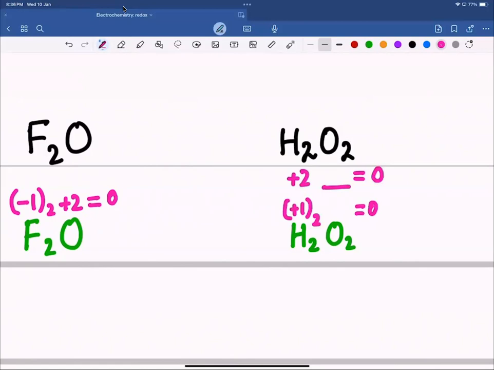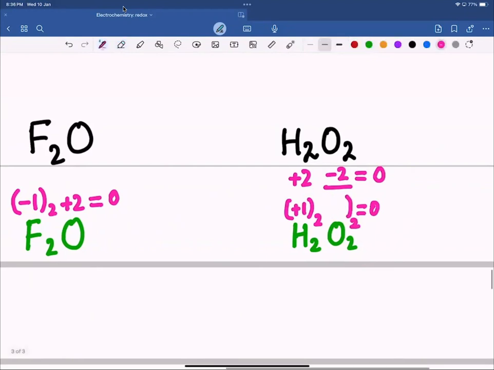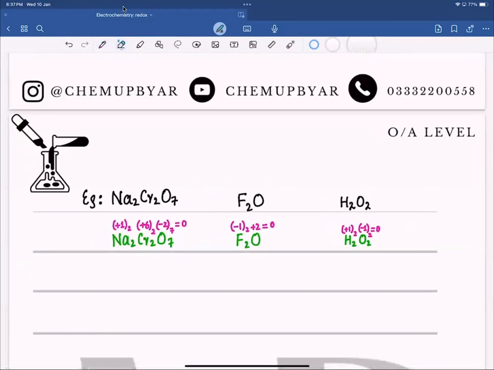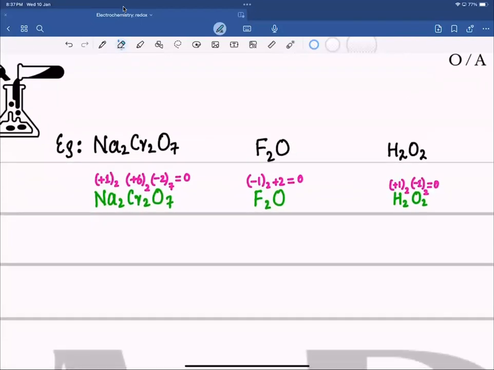So what will be the charge on oxygen? -2. And how many oxygen atoms are here? 2. So what will be the charge on each oxygen atom? -1. So that's how we identified the oxidation number of oxygen and hydrogen in this compound. Is this understandable? Yes, sir.